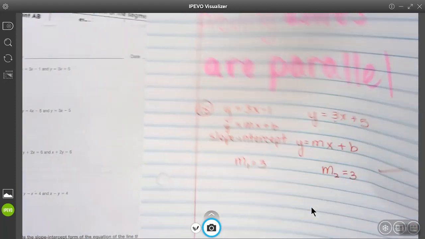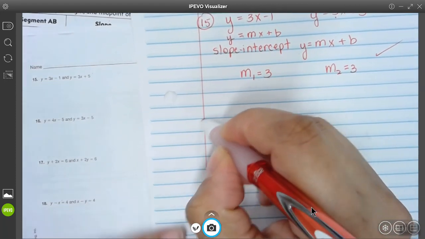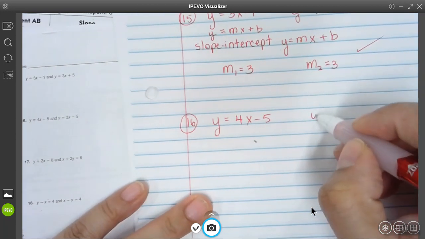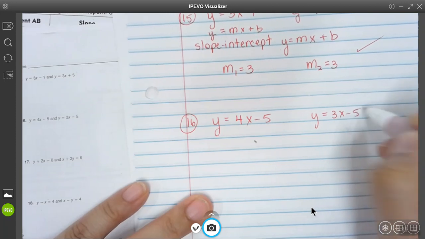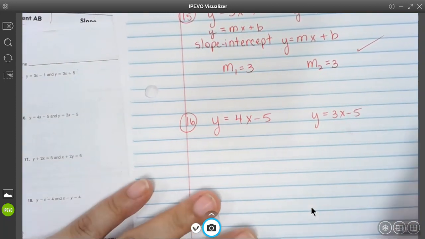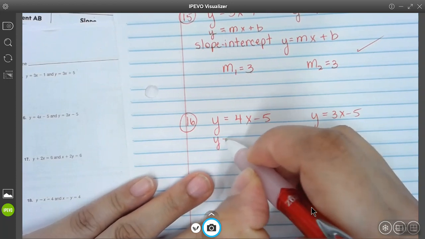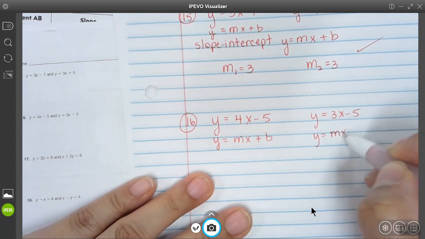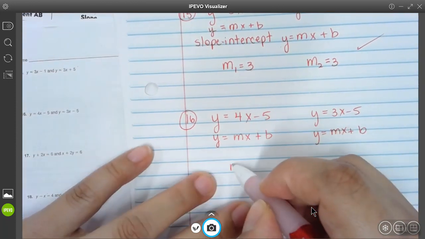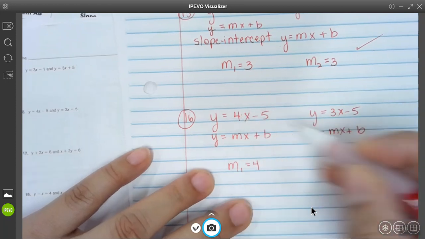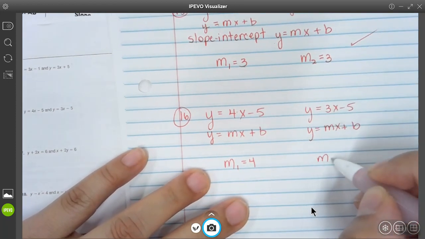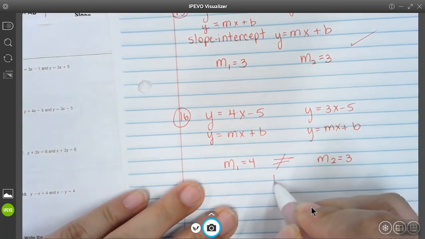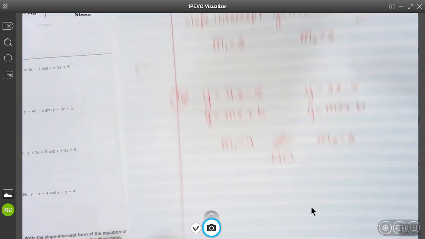All right, check. The next example is y equals 4x minus 5 and y equals 3x minus 5. Are these equations in slope-intercept form? Let's see. It looks to me like they are. That means that the slope here is a 4 and the slope here is a 3. So are these two lines parallel? No, because they don't have the same slope.